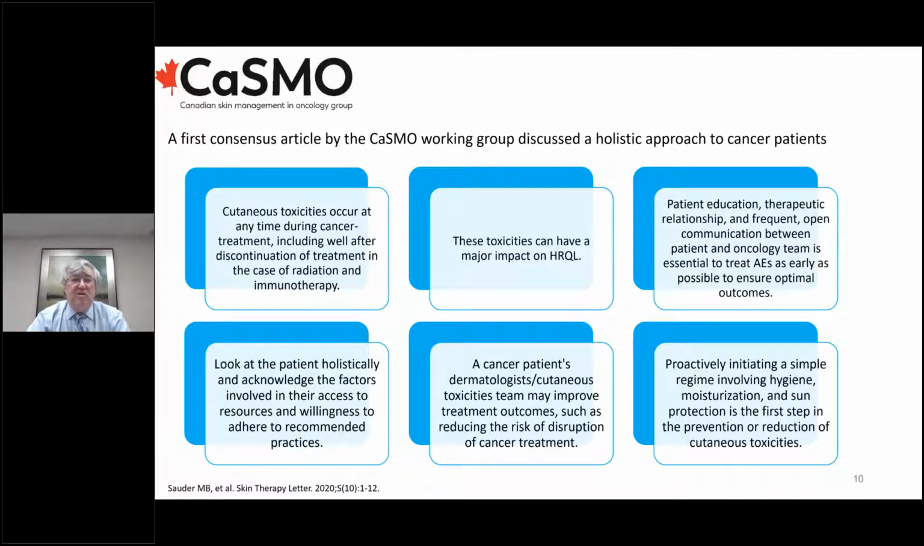We looked at the patient holistically, acknowledging the factors involved in their access to resources and the willingness to adhere to recommended practices. This toxicity team might improve patient outcomes, such as reducing the risk of disruption of cancer therapy and improving adherence to that therapy. And we proactively initiated a simple regimen involving hygiene, moisturization, and sun protection. It's the first step in the prevention of these toxicities.